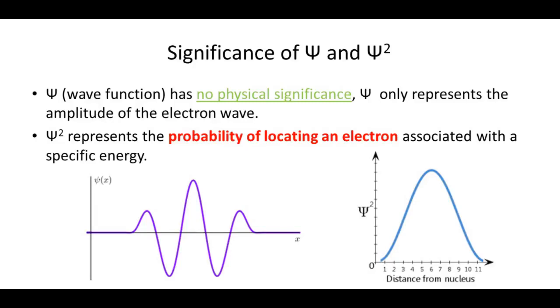Now look at the graph on the right hand side, psi square versus the distance from the nucleus. At the points 0 and 11 along the x-axis, the value of psi square tends to 0, which means the probability of finding the electron at x equal to 0 and x equal to 11 tends to 0. But the value 6 along the x-axis represents the maximum probability of finding the electron. So psi square of the wave function gives the probability of finding the electron in a three-dimensional space, hence it has a greater significance.